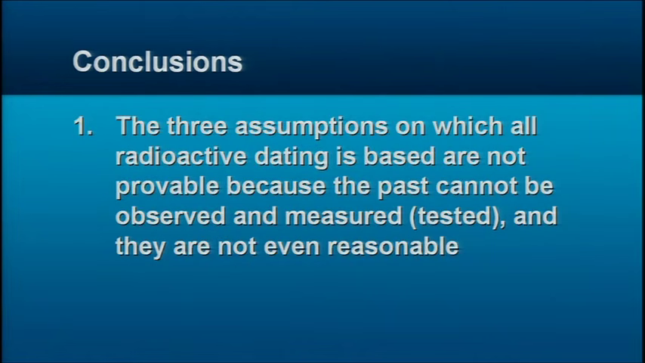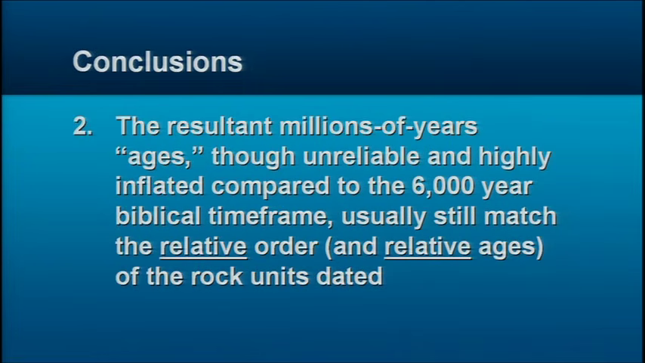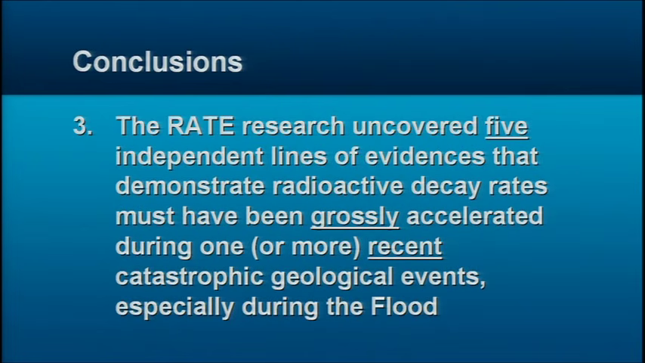1, the 3 assumptions on which all radioactive dating is based are not provable because the past cannot be observed and measured and tested, and therefore these assumptions are not even reasonable. The resultant millions of years ages, though unreliable and highly inflated compared to the 6,000-year biblical time frame, usually still match the relative order of the rock units being dated.